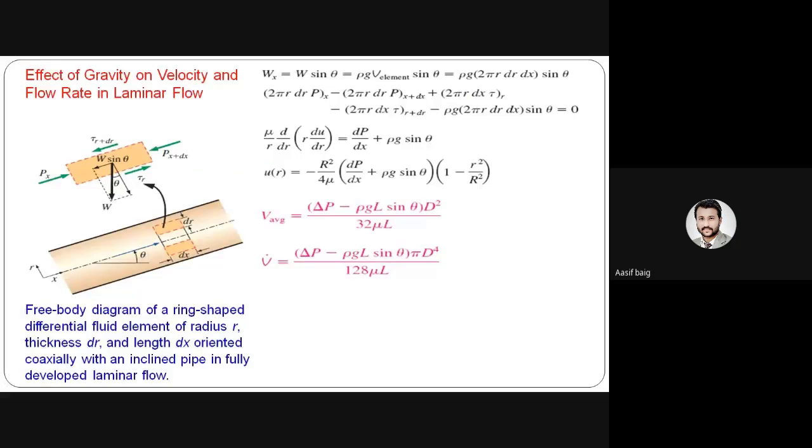And the fourth one is that the velocity profiles at sections 1 and 2 are the same shape. So here we can see the effect of gravity on the velocity and the flow rate in the laminar flow. We are seeing the free body diagram of a ring-shaped differential fluid element of radius r, thickness Δr, and length dx oriented coaxially with an inclined pipe in a fully developed laminar flow. So here is the equation for the gravity effect on the velocity and the rate of the laminar flow.